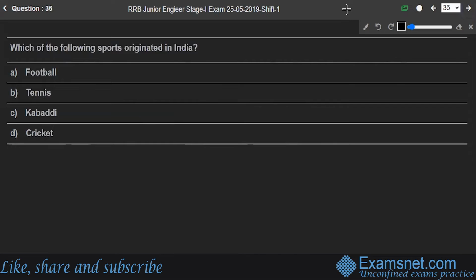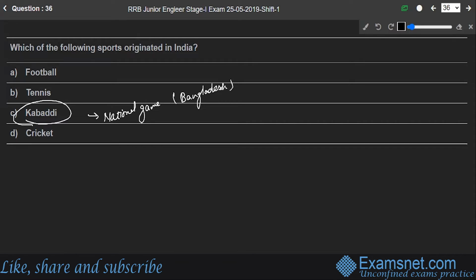Next is question number 36. Which of the following sports originated in India? Is it football, tennis, kabaddi, or cricket? Well, the right answer to the question is option C, kabaddi. Kabaddi originated in India and it is the national game of Bangladesh.